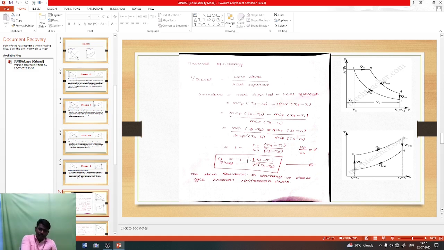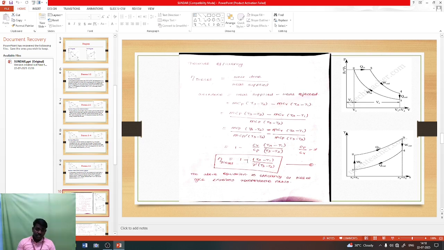Okay, so you can see here the diesel efficiency is work done divided by heat supplied. So what is the equation for heat supplied? Where is heat added? That is the constant pressure process. So the formula for heat supplied, for 1 kilogram of air, M is equal to 1: M Cp, what is Cp? Specific heat capacity at constant pressure. Cp means specific heat capacity at constant pressure, Cv means specific heat capacity at constant volume.